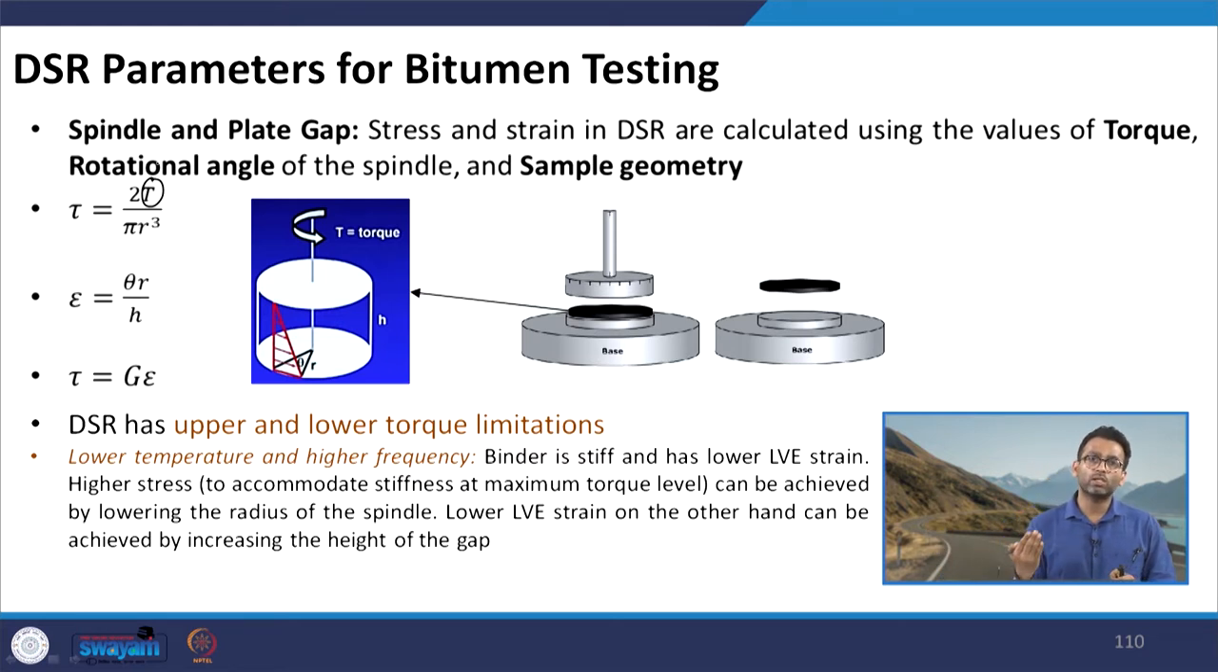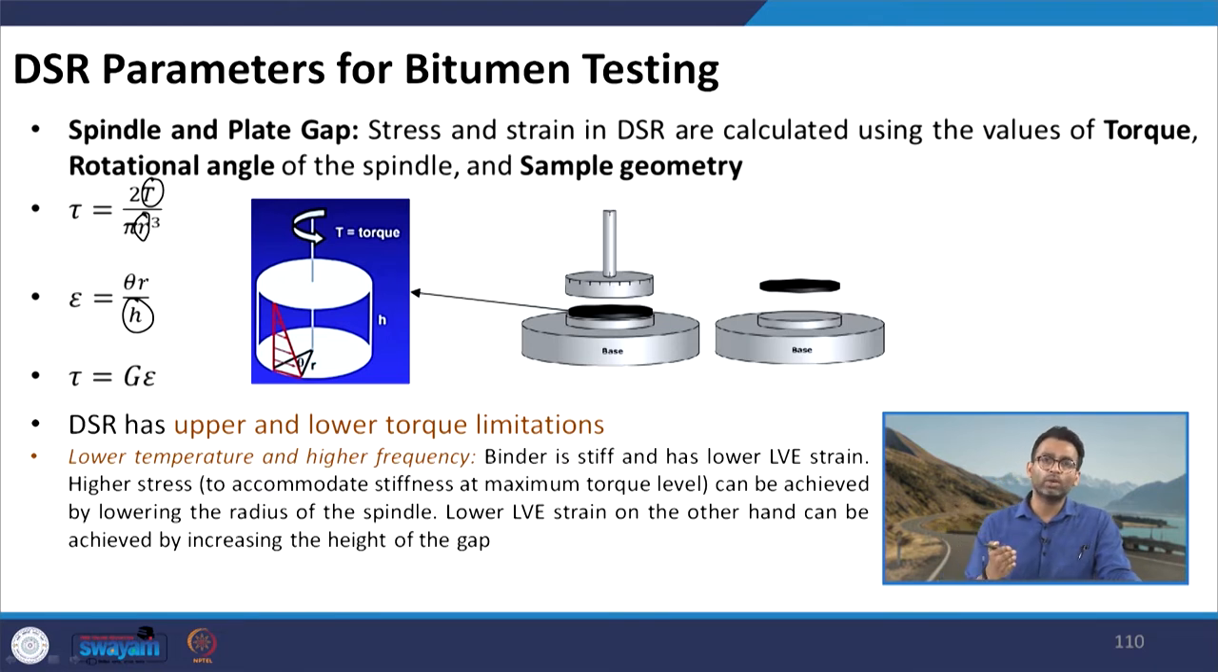So in order to achieve higher stress at lower temperature and high frequency, what can I do? I can reduce the value of the radius of the specimen so that the stress can be increased. Now, since the linear viscoelastic strain required is low here, for producing a lower strain, I can increase the value of H for a fixed value of theta. So what does it mean?